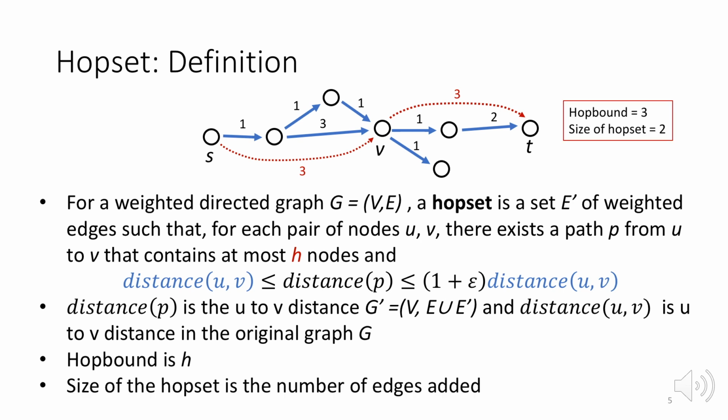And so h is considered the hop bound, and the size of the hopset is the number of edges that are added. So in this example, the hop bound is 3 because you can get from one node to any other node in at most 3 hops. And the size of the hopset is 2 because we've added 2 edges.